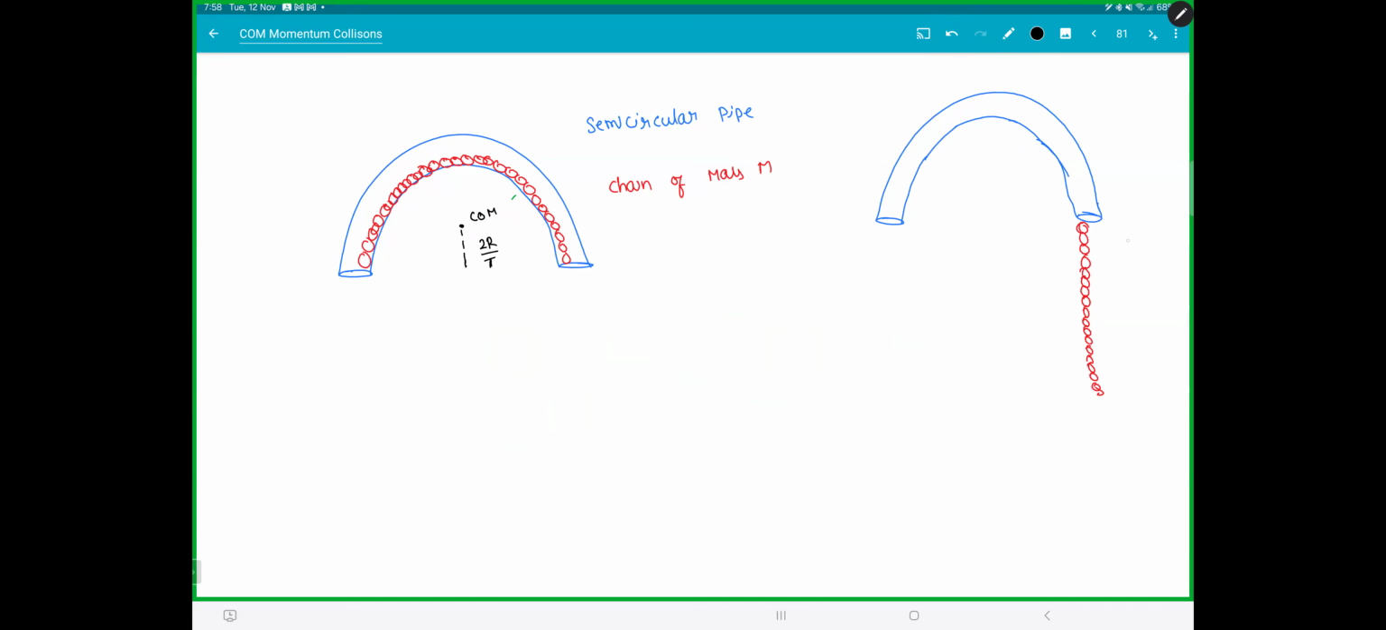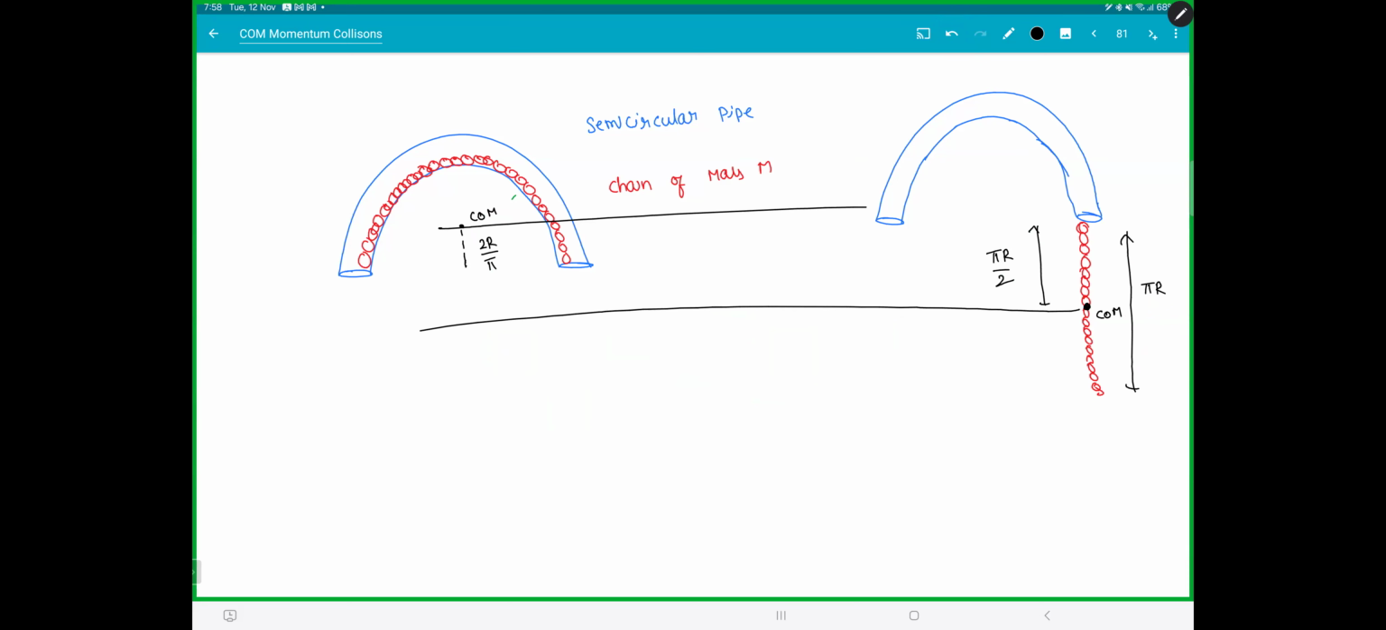Now, what is the length of this chain? Half circumference, pi r. Now, where is the center of mass? It will be somewhere here. So this is pi r by 2. So think of it like this. That means the center of mass from this height went down to this height, no? So what is the loss in potential energy? Loss in potential energy is gain in kinetic energy.